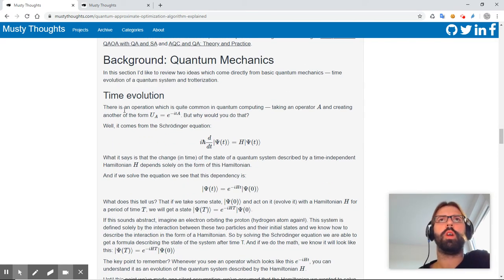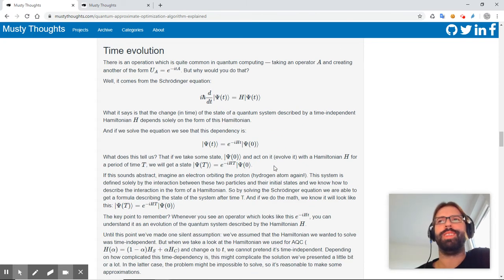There's an operation which is quite common in quantum computing: taking an operator A and creating another one of the form e to the power of A. But why would we do that? It comes from the Schrödinger equation. What it says is that the change in time of the state of a quantum system described by a time-independent Hamiltonian H depends solely on the form of this Hamiltonian.